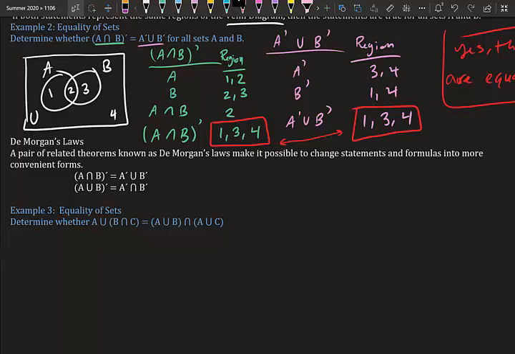A pair of related theorems known as De Morgan's Laws make it possible to change statements and formulas into more convenient forms. So it's a way for us to work with it to make it easier, so we can change things to make it work for us.